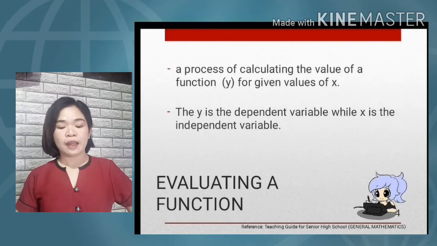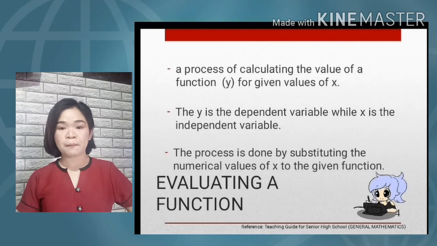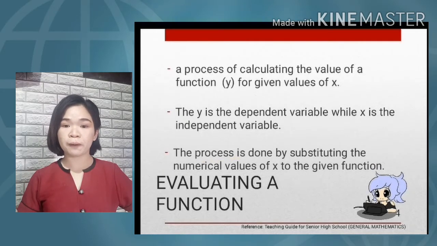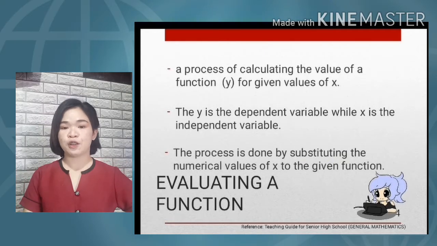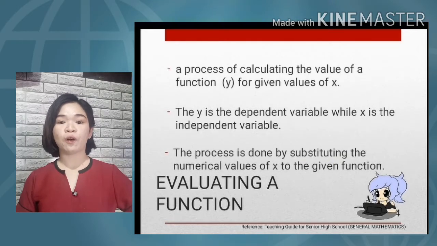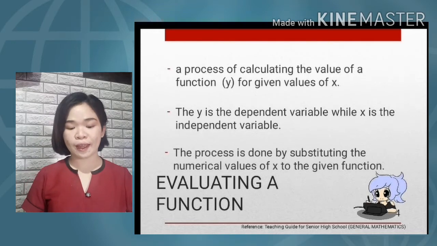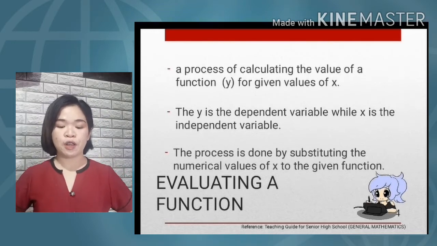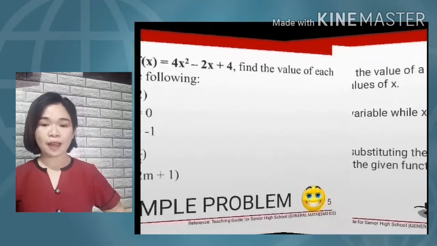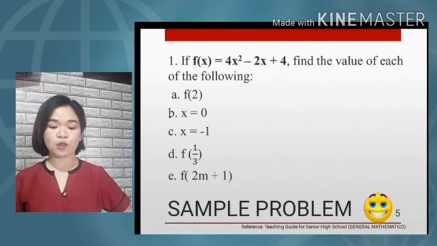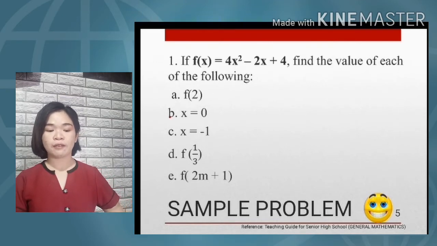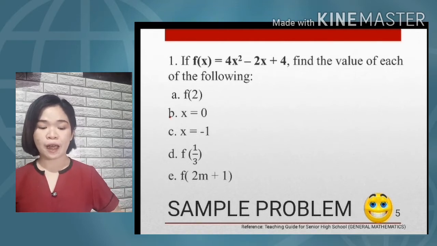So, also, evaluating a function is a process done by substituting the numerical values of x into the given function. So, we have to substitute or replace the values of x in the given function. For example, if f of x is equal to 4x squared minus 2x plus 4, find the value of each of the following. A, f of 2; b, x equals 0; c, x equals negative 1; d, f of 1 over 3; and e, f of 2m plus 1.